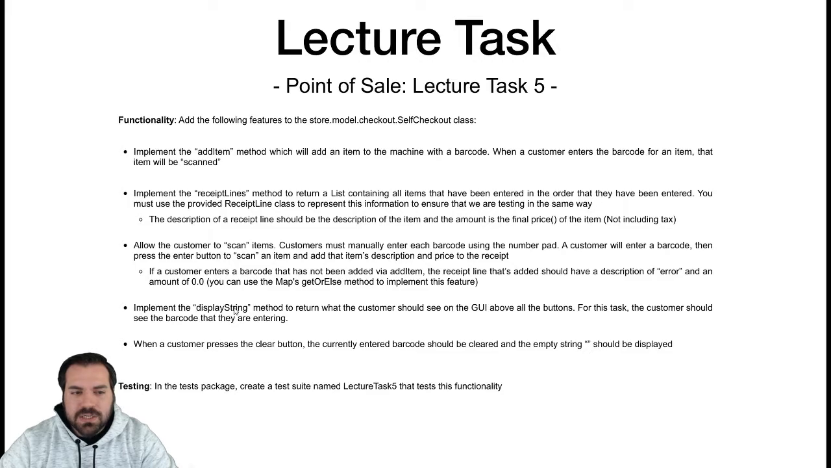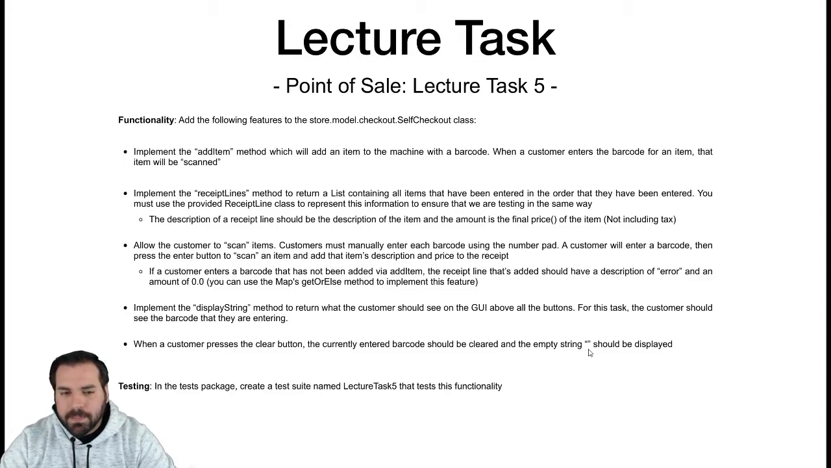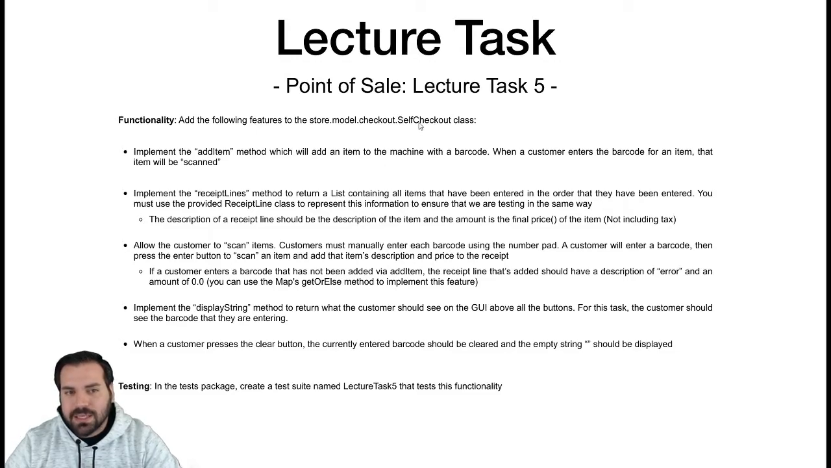And display string should always return whatever's being typed in as the user's typing. So if the user hits 1, the string 1 should be returned in display string. If they hit 2, the string 1, 2. If they hit 3, the string 1, 2, 3. If they hit clear, then that should be cleared and display nothing anymore. And it should start a new barcode after that. And of course, test all this functionality by calling those API methods in the self-checkout class.